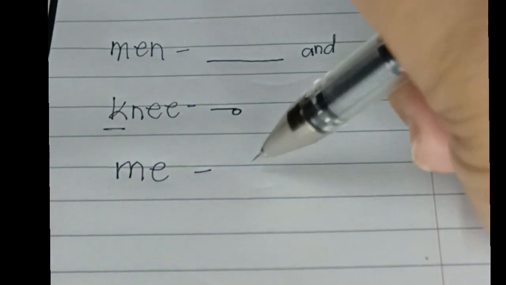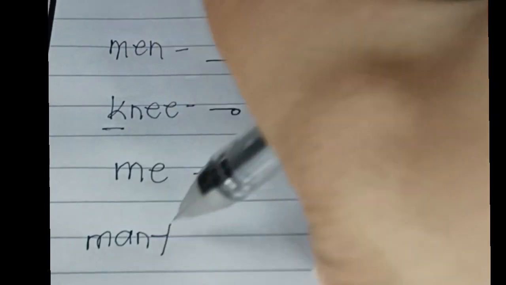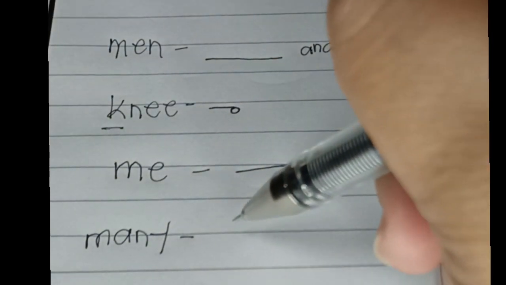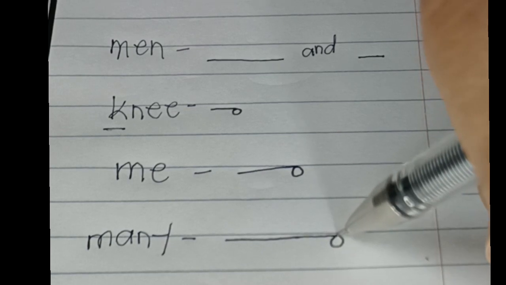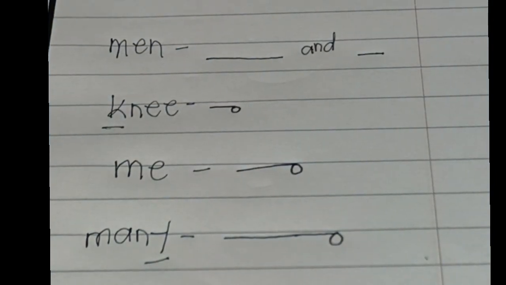Next, the word is me. We have a straight forward line followed by a small circle. Now for the word many, let's follow the rule. We have to combine M and N, then add E, because Y here is pronounced as E. So regardless, whatever is the vowel in between M and N, we have to follow the same rule.